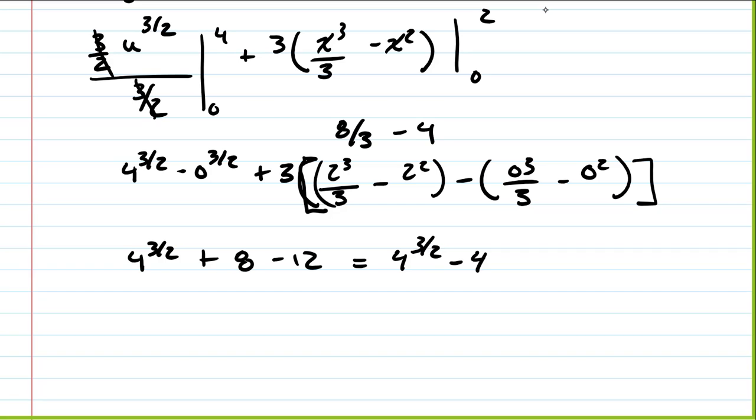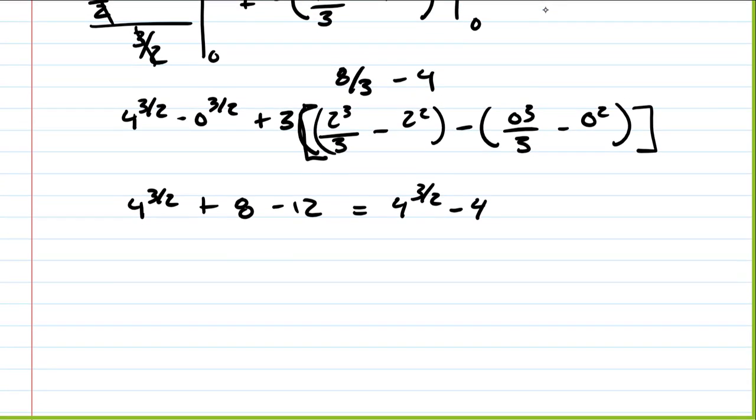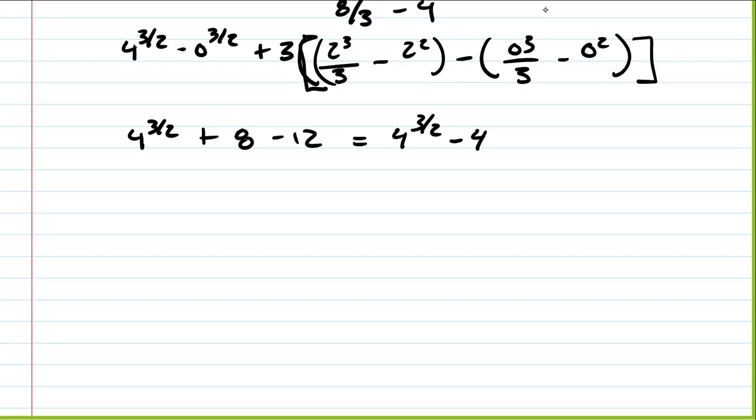And 4 to the 3 halves can be simplified. So what is 4 to the 3 halves? 8. And there's a few different ways that we can realize that. So one is it's the square root of 4 cubed, minus 4. 4 cubed is 64, and the square root of 64 is 8. 8 minus 4 gives us 4. Right? So that's one way. We can also just put it all into our calculator, right? And we'll end up with what we need.